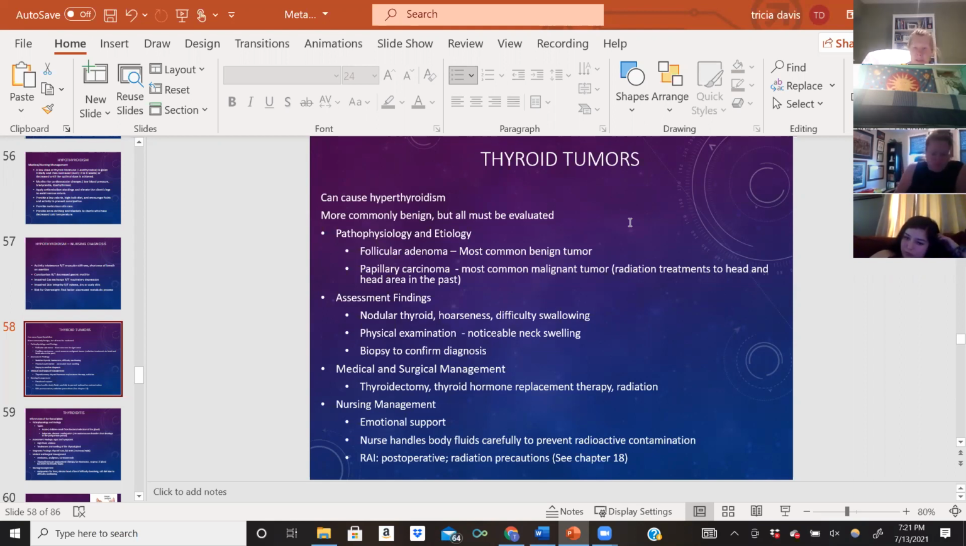When you're caring for these patients, if they are having radiation, you are going to have to be very careful to prevent any type of radioactive contamination because you're handling their body fluids. And if you were taking care of a patient that had radioactive therapy, your unit would tell you exactly what you needed to do to take care of them. You can also read in Chapter 18. It's going to talk to you about different radiation procedures postoperatively and things that the nurse has to look out for.